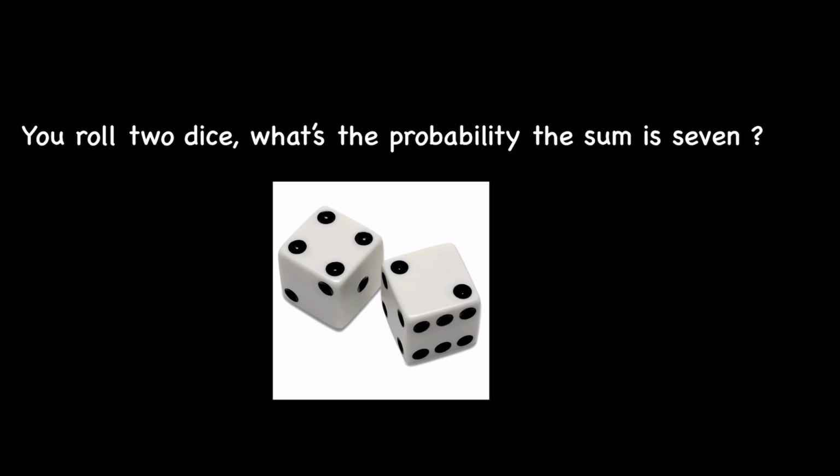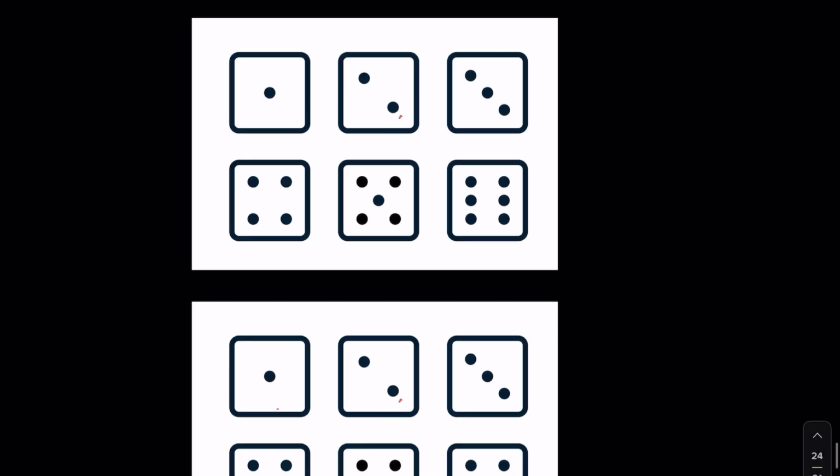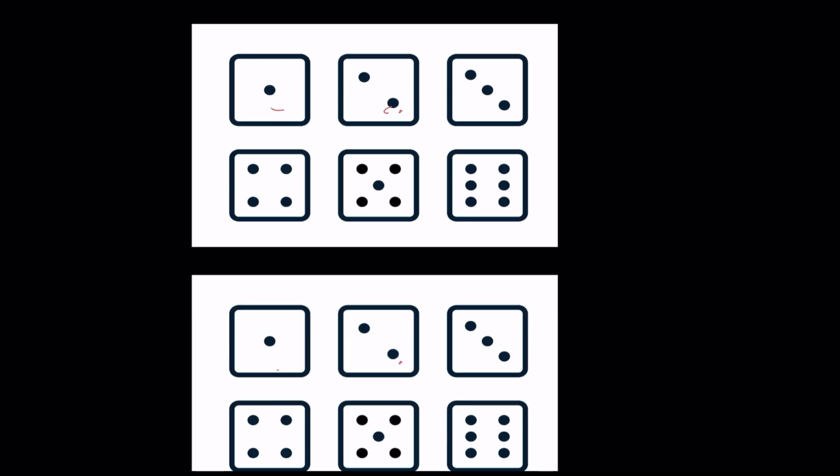You roll 2 dice. What's the probability the sum is 7? So let's first understand the basics. A standard dice, which is a cube, has 6 faces, just like the cube. And the 6 faces have numbers marked on them: 1, 2, 3, 4, 5 and 6.